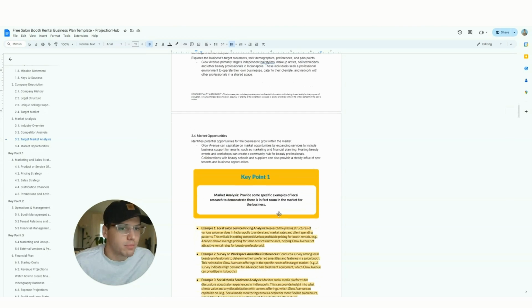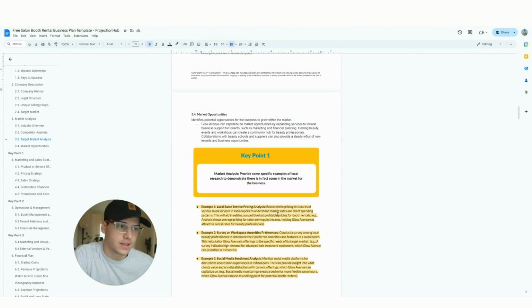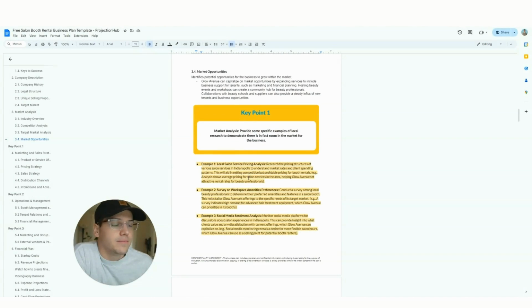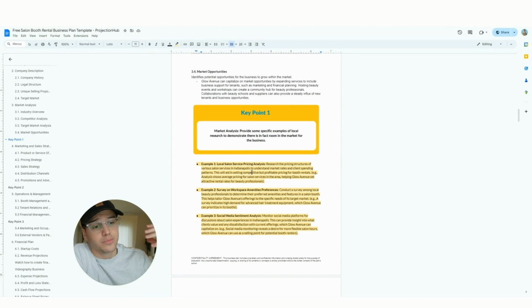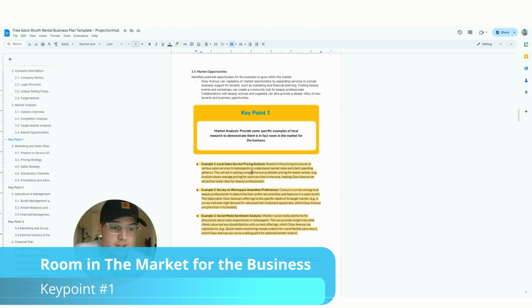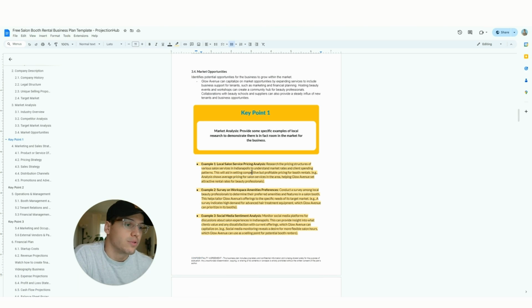But key point number 1, and it'll move quickly after we get here, is that all of these things are important. You want to include all this information, write more detail into that. But to make this section go from good to great, we should provide any specific examples of data or research that we're doing to demonstrate that, yeah, there really is room in the market for our business, for an additional salon, for a booth rent salon.